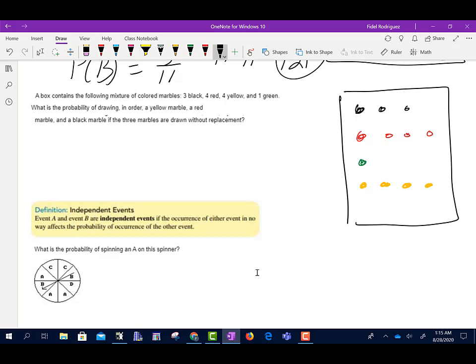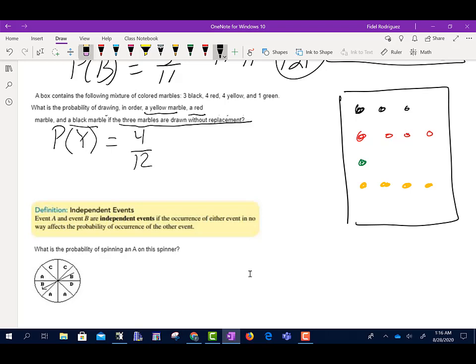Okay. So it says, what is the probability of drawing in order a yellow marble, a red marble, and a black marble if the 3 marbles are drawn without replacement? Okay, so the first thing is, what's the probability that we're going to get a yellow? How many yellows did we have? We had 4 yellows. What was the total number of marbles we had? 1, 2, 3, 4, 5, 6, 7, 8, 9, 10, 11. Looks like we have 12. Okay. All right. And now we're not going to replace it, right?